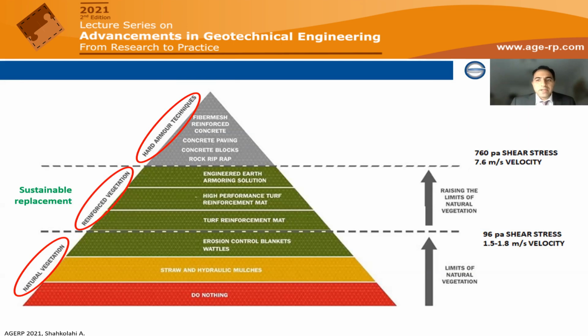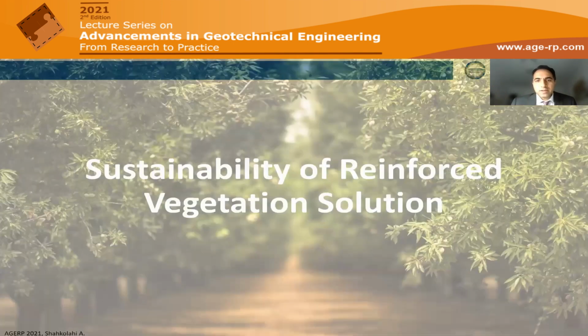Above a specific value, we still need some hard armor solutions, but in between, we can use a sustainable replacement. This is now being accepted as a sustainable replacement for rock and concrete when we have acceptable shear and velocity. Now, why do we say it is a sustainable replacement for rock?